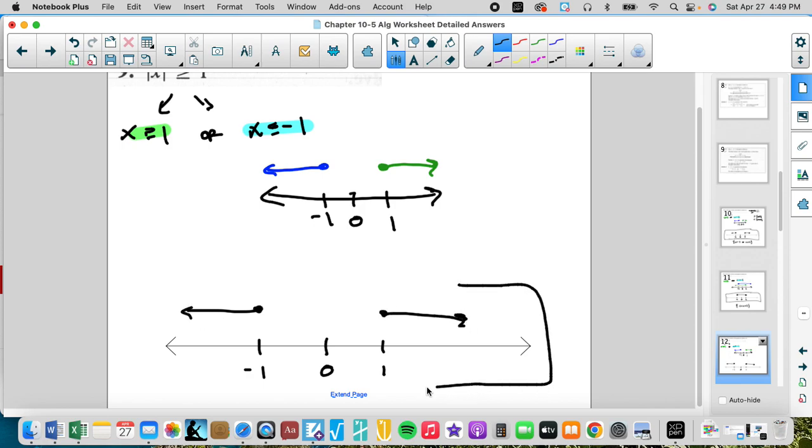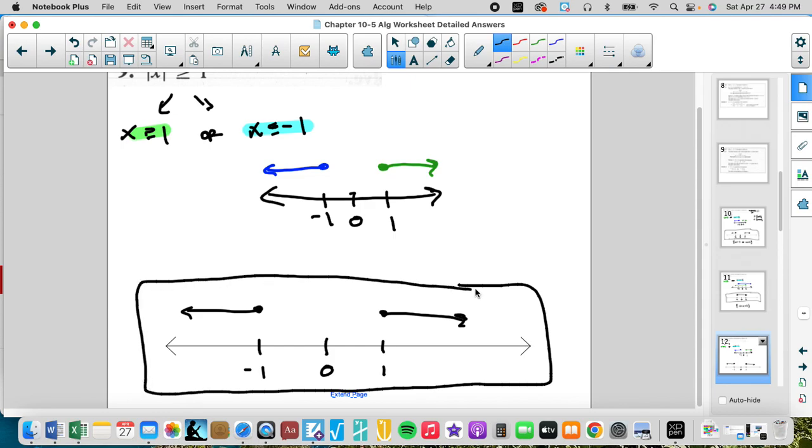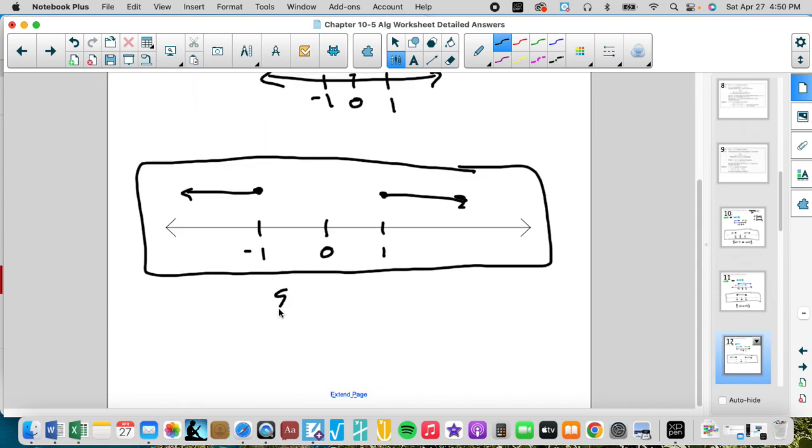It's an or, so this is the solution. And then if we had to write it, x is less than or equal to negative 1, or x is greater than or equal to 1.